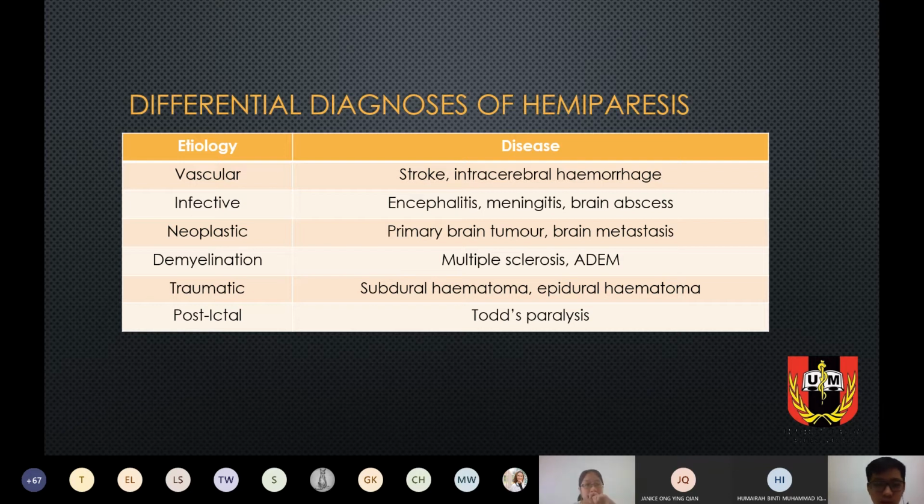Neoplastic, can it be? Neoplastic causes? Yes, it can be, but for that you will need your brain imaging to look for it. And of course, if it's a secondary brain metastasis, your history of constitutional symptoms would be very relevant, which in the previous slides you already mentioned the patient does not have loss of appetite or loss of weight.